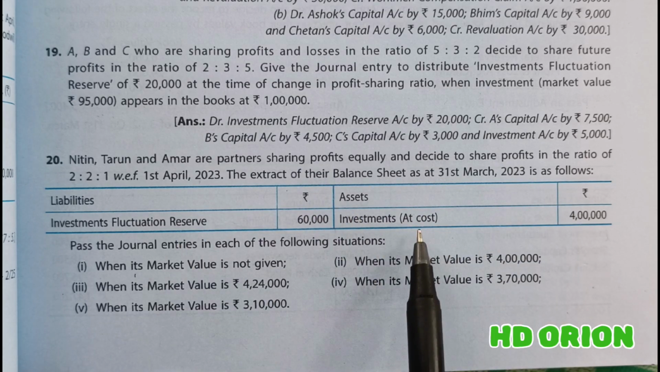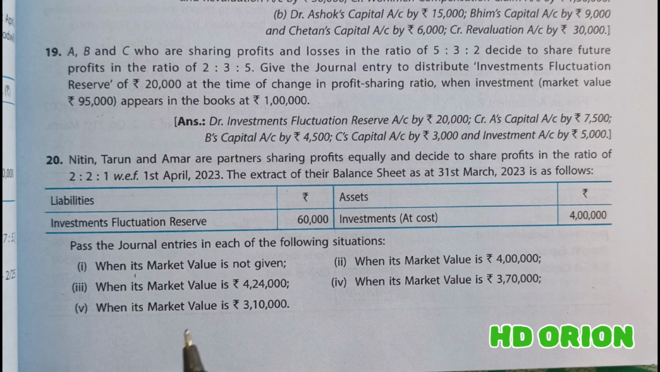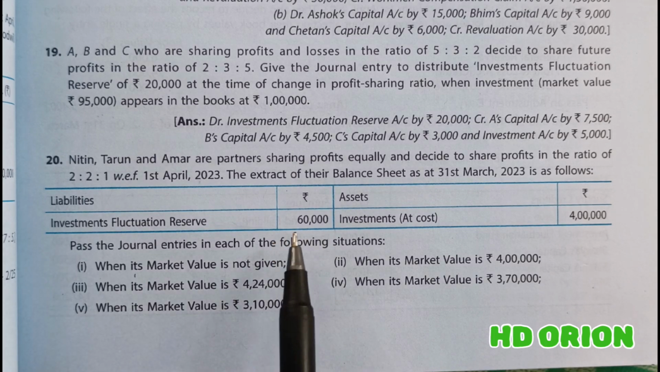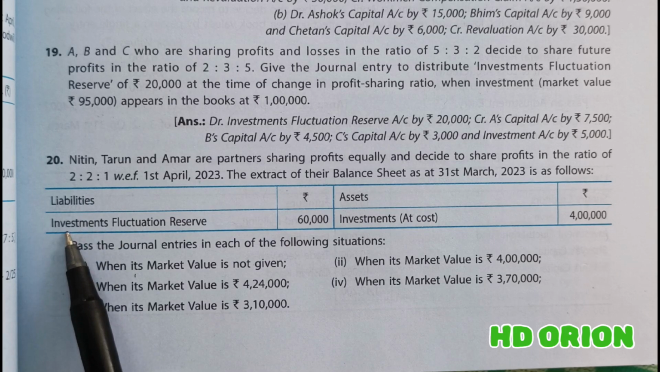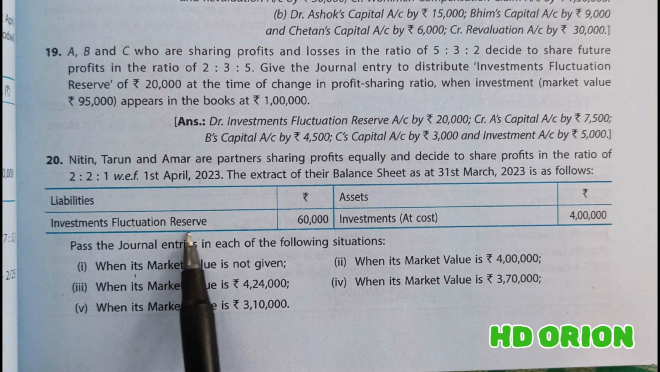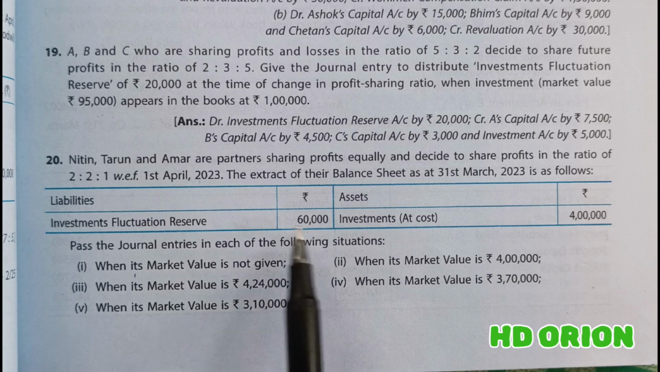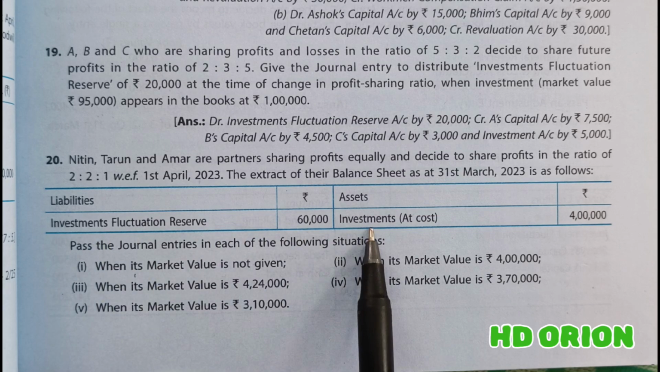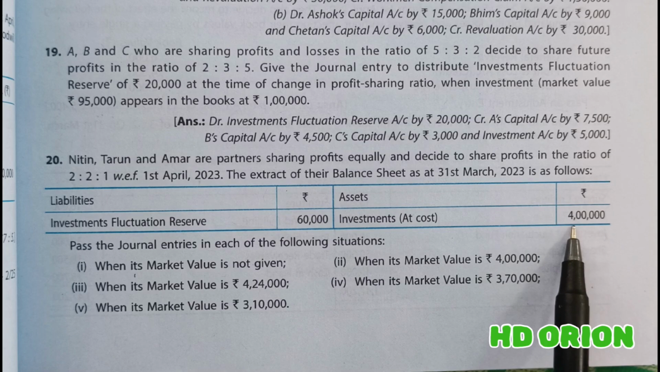Now here is an extract given. Extract means a small portion of the balance sheet, not a complete balance sheet, but only the related information is given here. So a portion or a part of the balance sheet shown is known as an extract of the balance sheet. Here we find on the liability side investment fluctuation reserve of rupees 60,000, and this reserve is made for the investments. Investments at cost is given as rupees 4 lakh.